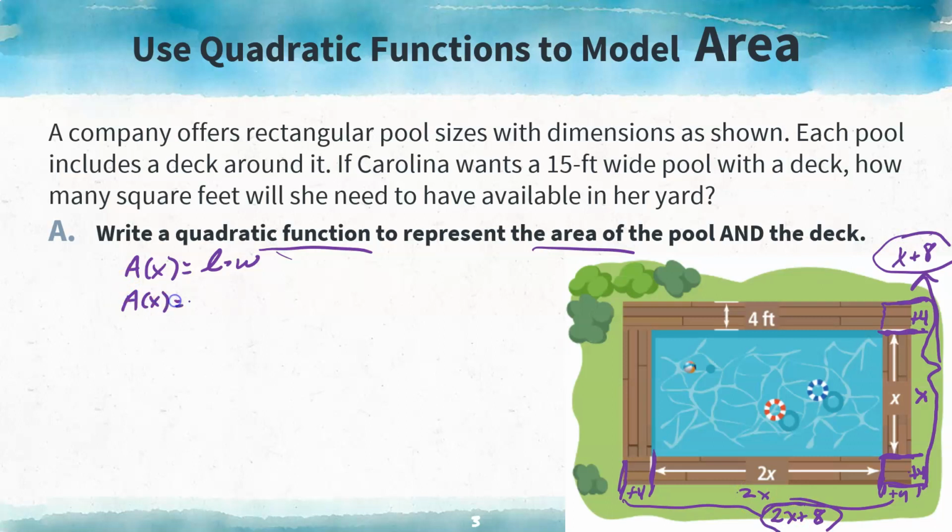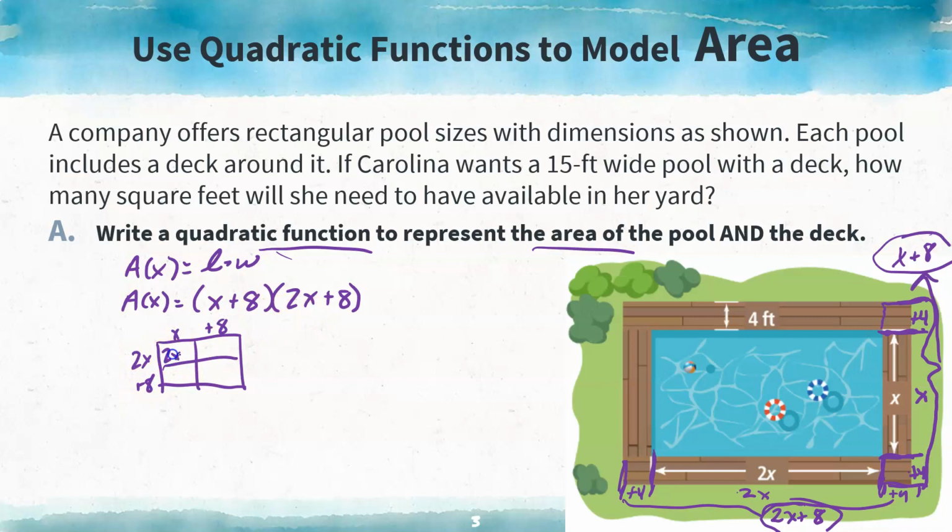So my area function would be (x + 8)(2x + 8). Now that's factored form. We want to probably put it in standard form. Typically that's how we like to look at functions. So we can use our box model if we want. We put the x + 8 on the outsides because those are the factors, 2x + 8 on the other one.